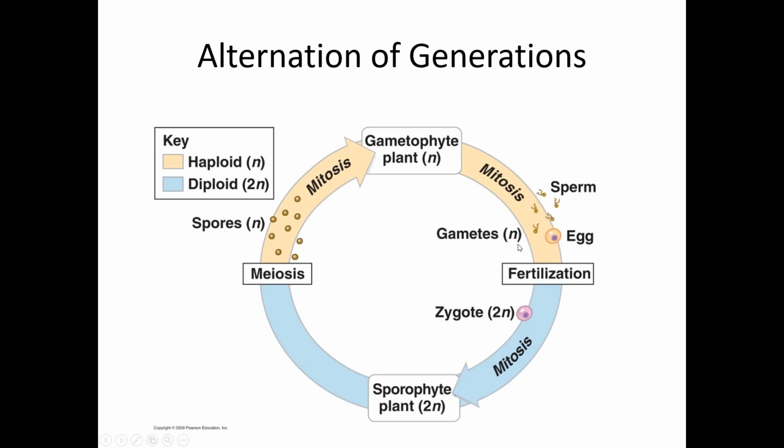Next up, you have: describe alternation of generations, including the sporophyte and gametophyte generations in your answer.